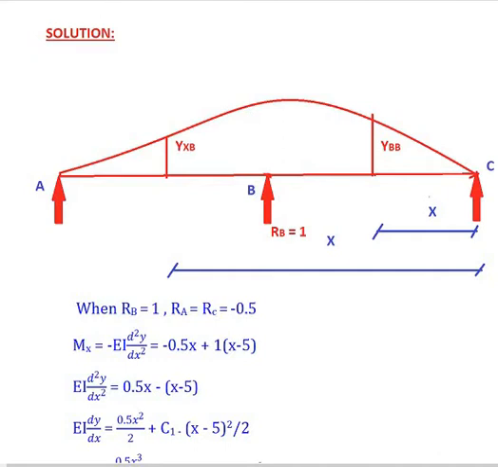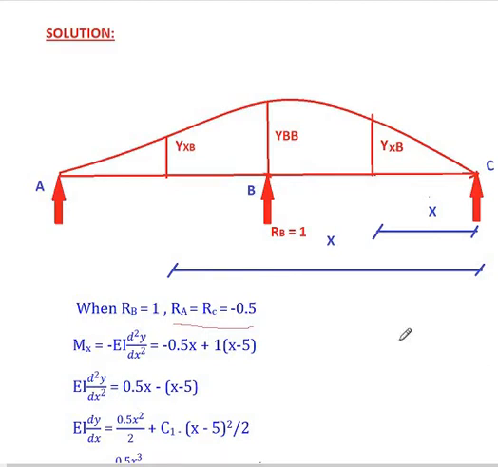Initially we have to find the reactions RA and RC. Here we can see the beam is symmetrical because the span AB is 5 meter and the span BC is 5 meter. And then we have given a unit force RB equal to 1 at the support B. So due to its symmetry, when we use summation of vertical forces equal to 0, we will get RA and RC value as minus 0.5. Here we can see RA and RC are equal to minus 0.5.